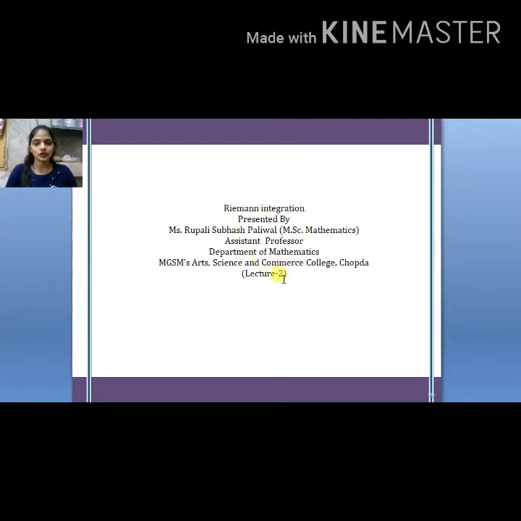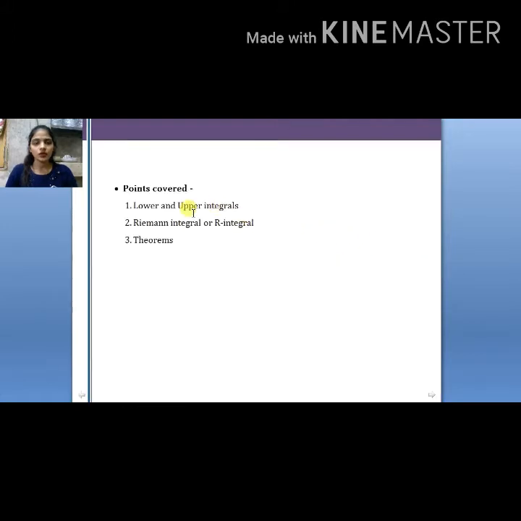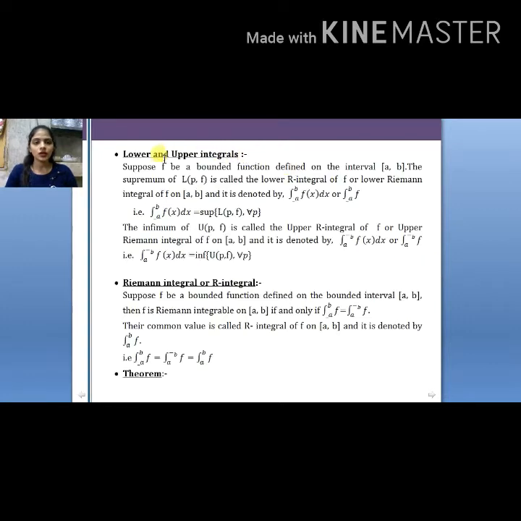This is the second lecture series on Riemann integration. In the first lecture series, we saw the Riemann sum. In this lecture series, we see lower and upper integrals, the Riemann integral or R integral, and theorems based on the Riemann integral. Now we see lower and upper integrals.